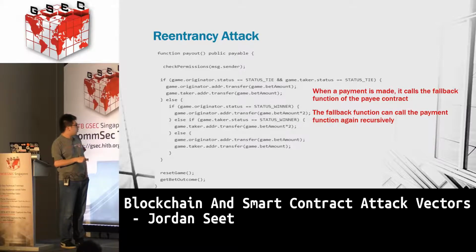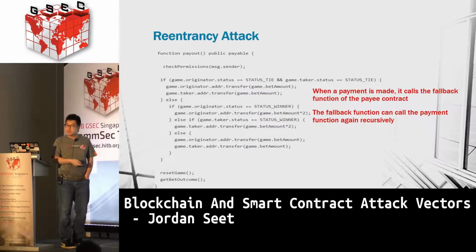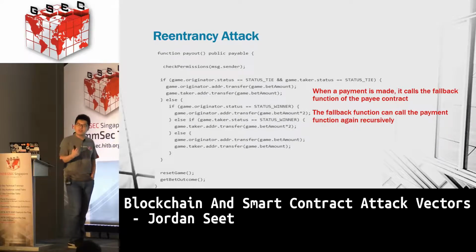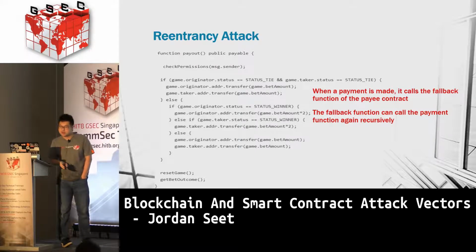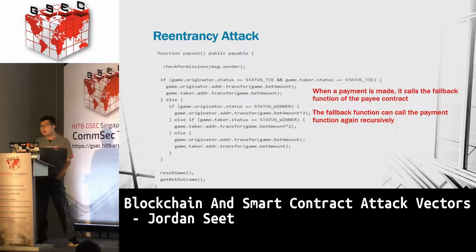So in this case, if you look at this line over here, the game originator will transfer the bet amount to someone, correct? To the game or something. But if I code the fallback function so that, upon receiving payment, I call this exact function again, it's going to be a recursive call. It's going to send and send and send, and because there's no update over here that says, hey, I already sent this, I already completed this transaction, it's just going to recursively call and wipe out the account.